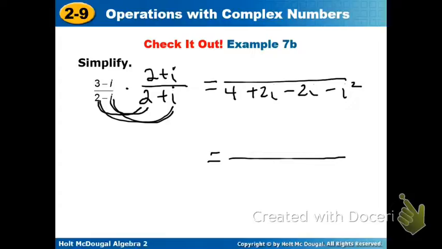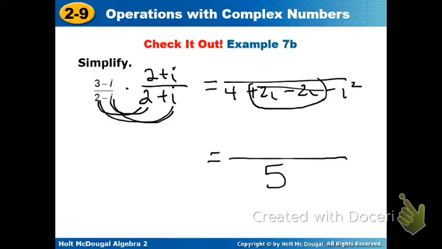So I'm going to go ahead and finish that bottom before I worry about the top. 2i minus 2i, that's going to get rid of each other. So then you'll have 4 minus i squared. Well, what's i squared? i squared is negative 1. So you've got 4 minus negative 1, or 4 plus 1, which is 5.